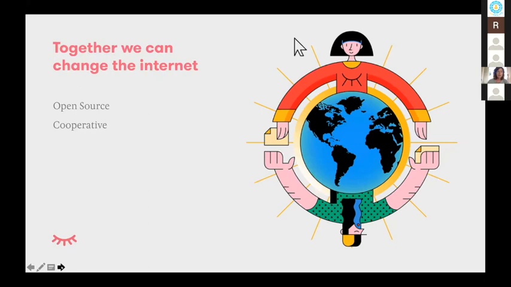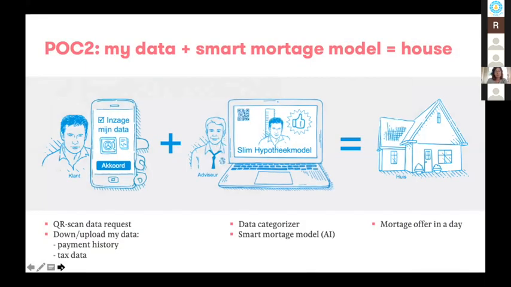Let me show you very shortly some proof of concepts that we're doing. This is a proof of concept that we are currently doing with a big bank in the Netherlands around the mortgage offer, where you can download and upload information that's required for the offer, for the insurance, so that you can have a certain amount required for the mortgage.